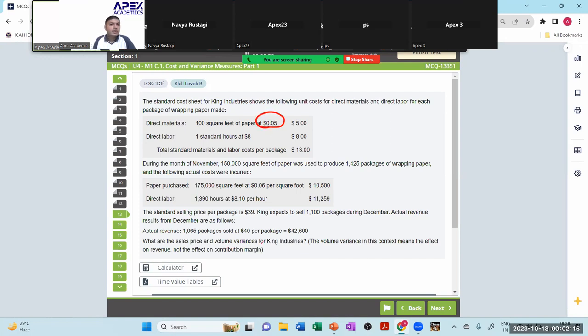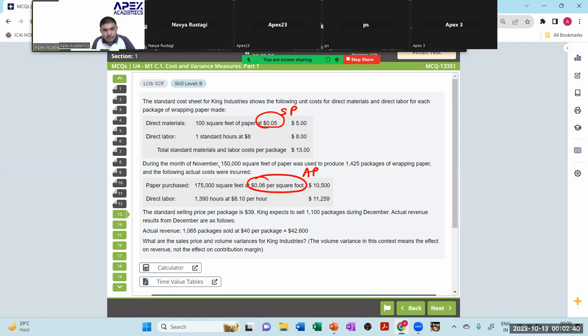$0.05. What is the actual price? 0.06. Very good. What is this? Actual price, multiplied by what quantity? Actual quantity. What is the actual quantity?